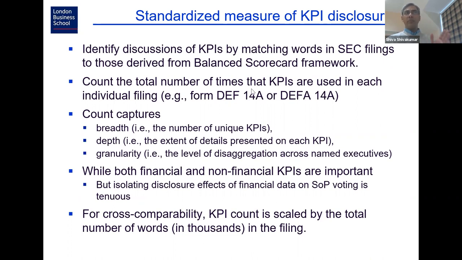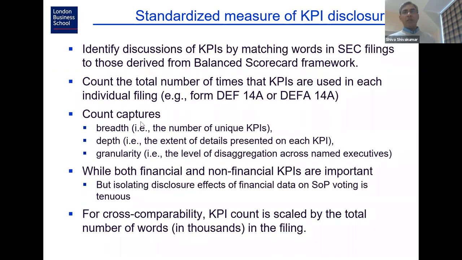We then count the total number of times that the KPIs are used in each of the individual SEC filings. We are specifically going to look at the form DEF-14A, which is the proxy material, the first proxy material, as well as an amendment to that proxy, which is the DEFA-14A. So this is the amendment to a proxy material. So we are going to look at how many KPIs are present in each of these filings, and then we will standardize or scale the total number of KPIs that are present in a filing by the total number of words in that filing. So our metric for the KPI is a relative metric. It's relative to the size of the proxy material. So it also controls for how complex that proxy material is, or how large that company is, etc.